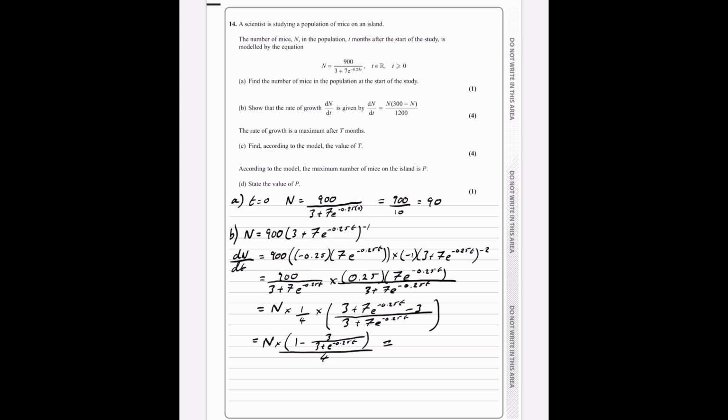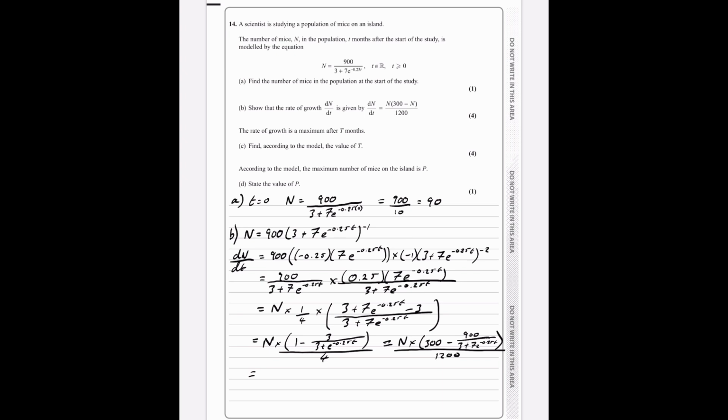And then I'm going to multiply the top and the bottom by 300. So the 1 becomes a 300. The 3 that's at the top of the fraction there will become a 900. The denominator of that bit stays the same. And the denominator will become a 1200. So I've multiplied the top and the bottom there by 300. And we can now see that that's in the desired format.